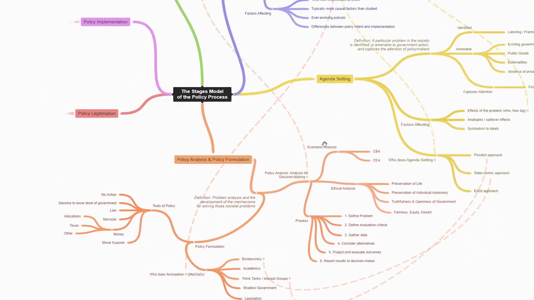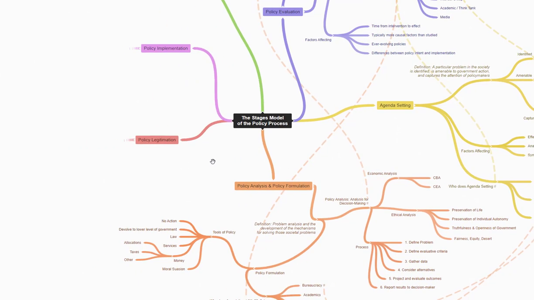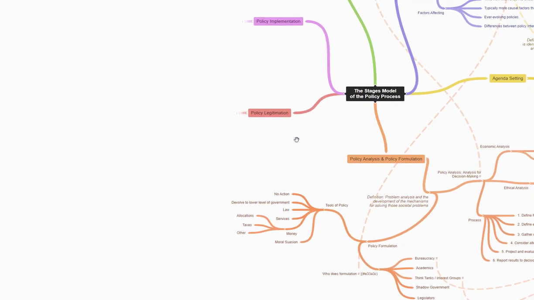Okay, so to review, we've gone through policy evaluation. We've tried to understand the world. Agenda setting, this problem has captured a policymaker's attention. We've gone through a decision process and come up with an idea. Now, we don't just jump to implementation because we're dealing with a government here and not a private company. So we've got this legitimation step first. Legitimation is about accepting this policy as legitimate and authoritative, as legal, typically by going through some formal government process.